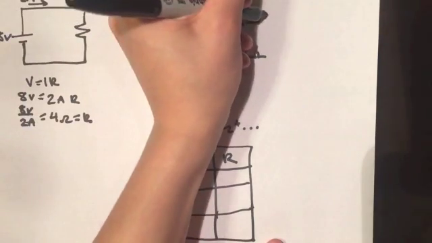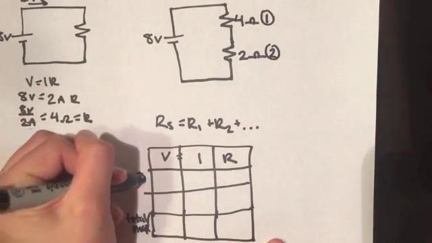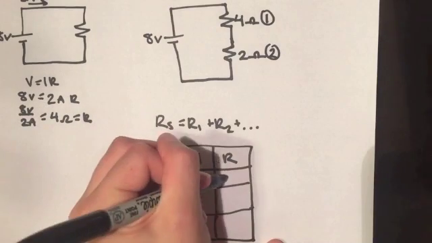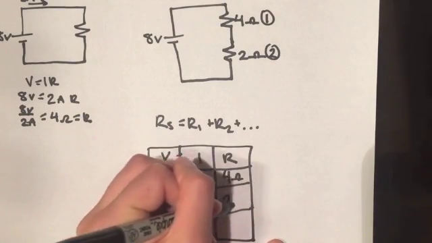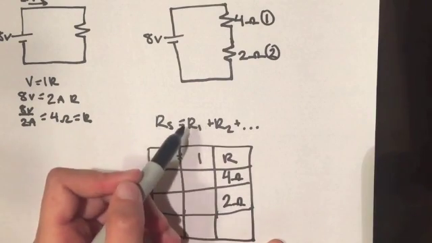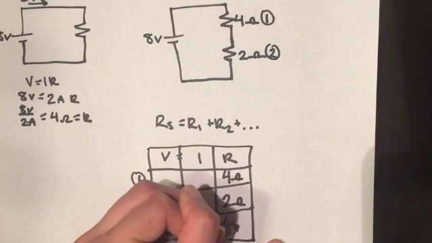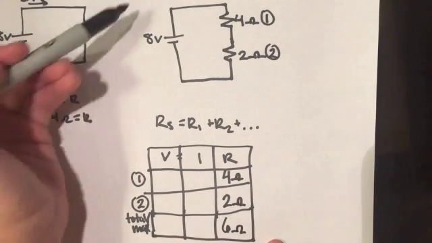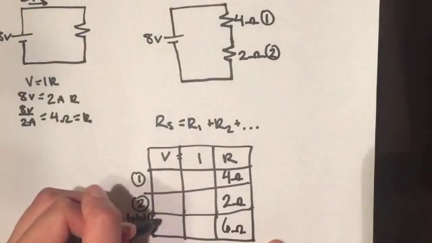So let's label this resistor resistor 1 and this resistor 2. And we'll mark that over here as well. So resistor 1 has a resistance of 4 ohms, and resistor 2 has a resistance of 2 ohms. Using this equation, adding 2 and 4 together, we get a total of 6 ohms. We're given that the voltage drop over the whole circuit is 8 volts, so we'll plug that in here.